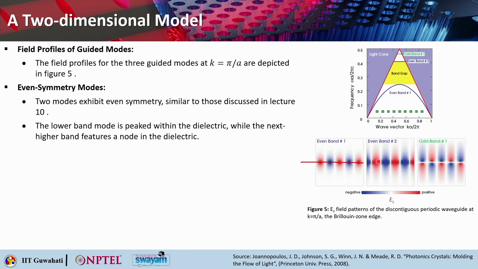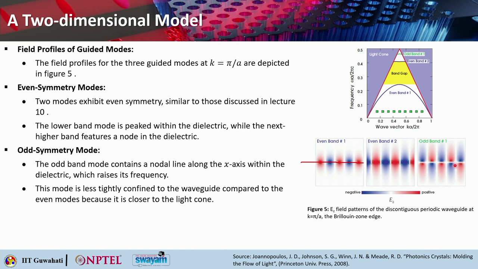So it is called an even band. For this one as well, you can draw the same kind of plane over here, and you will see the top and bottom are also symmetrical. However, in this case it is not symmetrical, and that is why it is called an odd band. The lower band has basically peaked within the dielectric, as you can see here, and if you go to the next higher band, that is even band number 2, it has a white line in between the dielectric that tells you that there is a node, meaning a zero electric field point, in the middle of the dielectric.